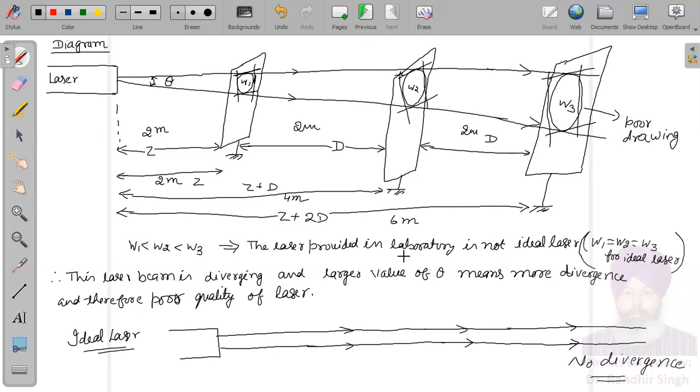Of course, if the rate of increase of diameter with respect to distance is large, then it will be poor quality laser. Yes sir. Okay, so I will add new page.